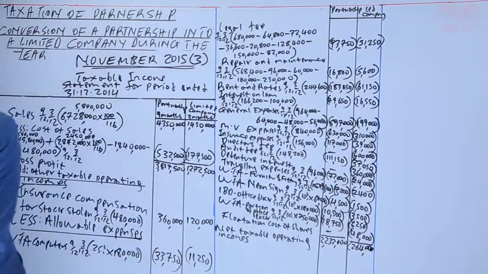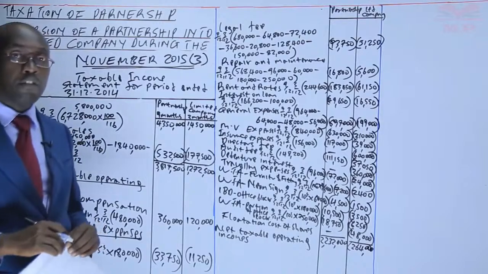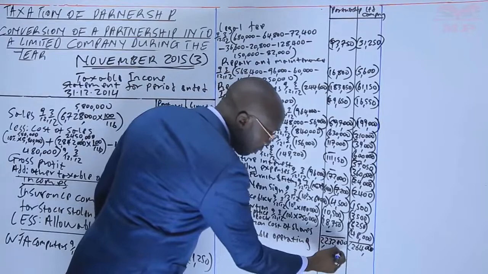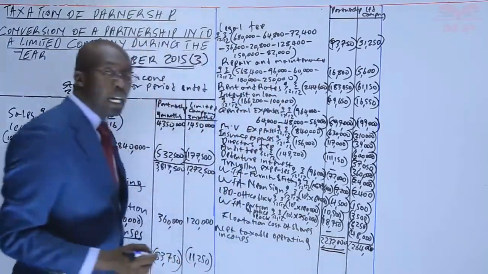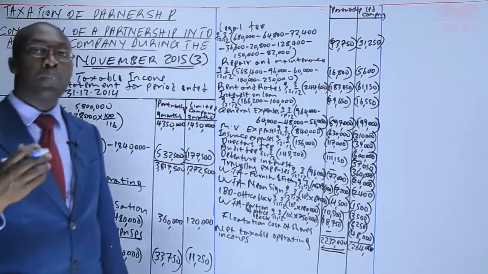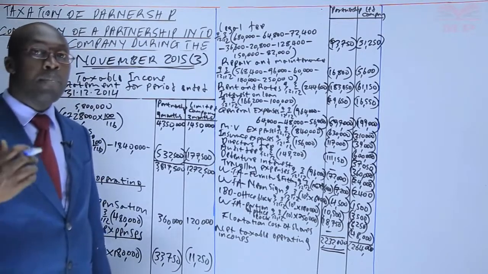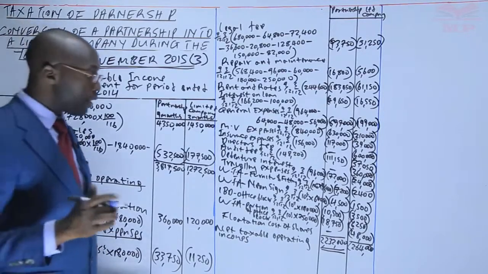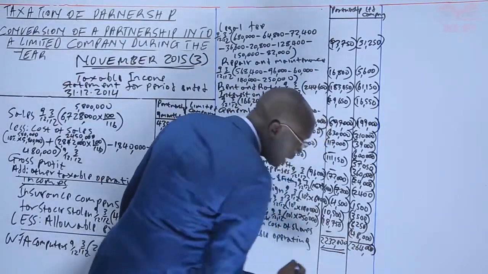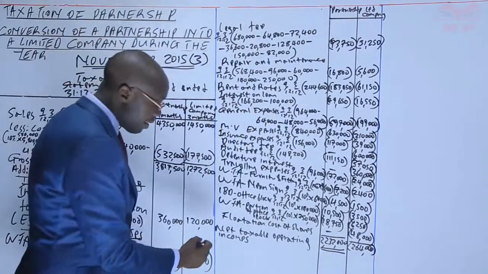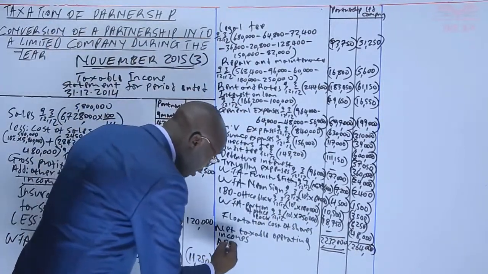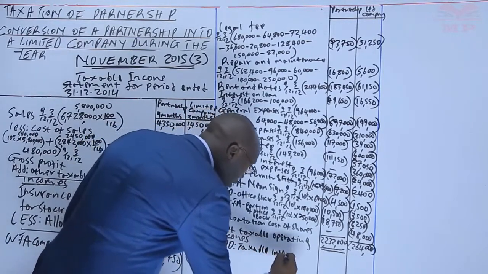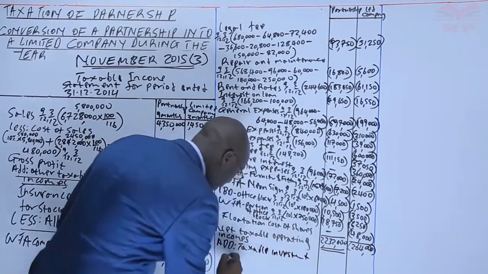Now, this is what we said for the partnership. Once you get the net taxable operating income here, it normally ends here. Unless you are told to distribute to the partner and maybe determine the tax for each partner, but you don't go beyond there. But for a company, it does not usually end here. We normally add taxable investment income.